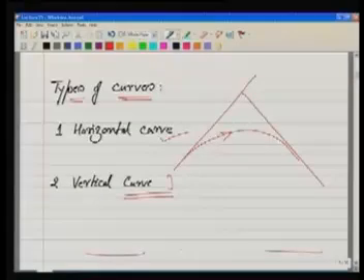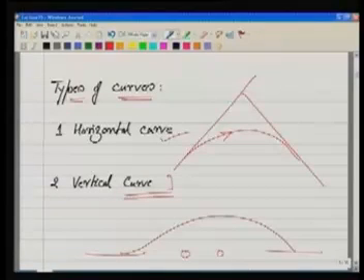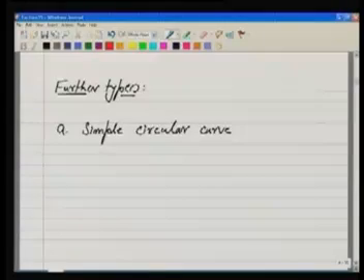Now in the case of the vertical curve, we have a road segment here, another road segment, and then in between we have, for example, the railway line. We need to provide a flyover. So this flyover is an example of the vertical curve. So many times we need to provide these vertical curves also. And very often you will find many curves are a combination of these two, vertical and horizontal curves put together. Well, next, let us look at some further types of the curve.